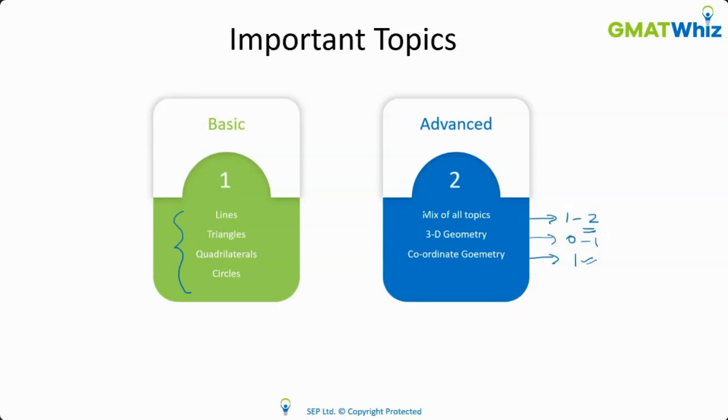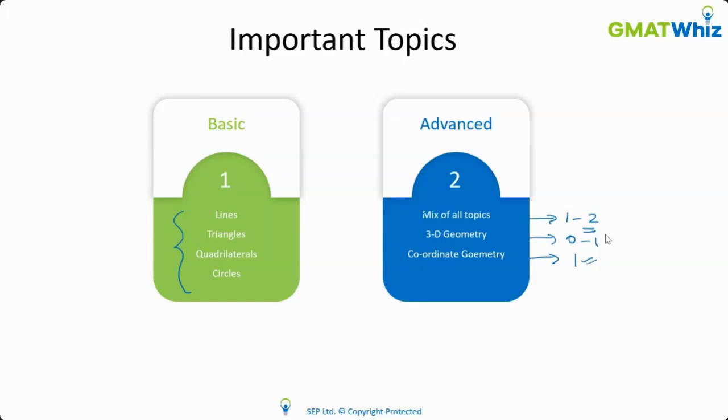The main takeaway from this is to make sure that your basic properties are done. If you don't want to go through it fully and you're targeting, say, 46 or 48, that's still fine. But if you're looking at 48 to 50, for example, it makes sense to practice questions which are a mix of all topics, and coordinate geometry and 3D geometry.